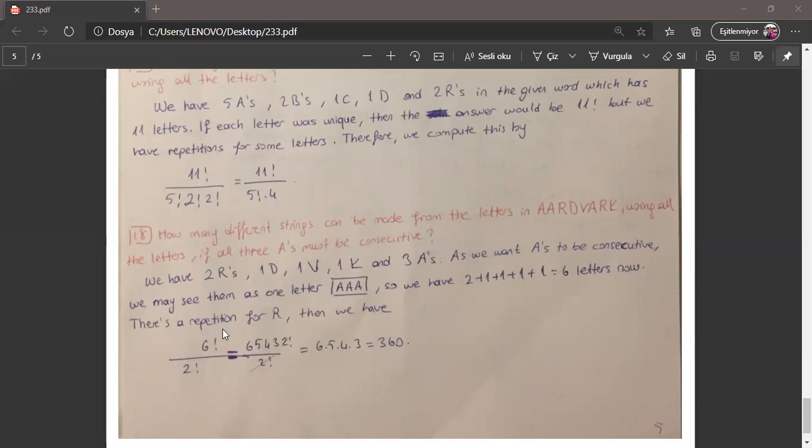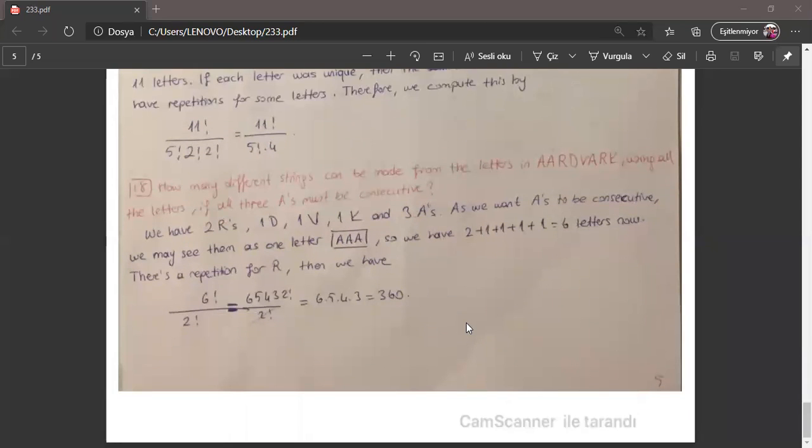We have 6 factorial ways. But remark that we have a repetition here. We divide by 2 factorial, so we get this number. So that was the last question.